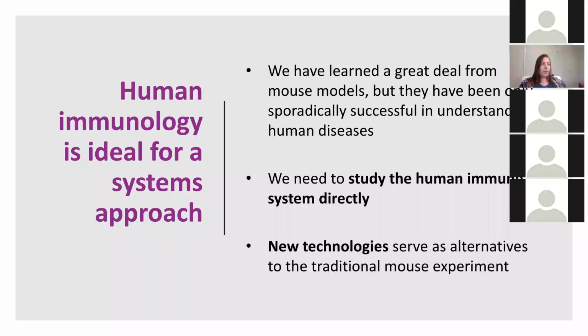So that is where human immunology comes in, and systems approaches. I would say that we've learned a lot from being able to study mouse models. Mouse immunology will always have a place in immunology. It's how we understand at the molecular level most of the time how all of these systems work. But really, we haven't done a great job of translating those findings into understanding human diseases. And so I would propose that we should study the human immune system more directly.